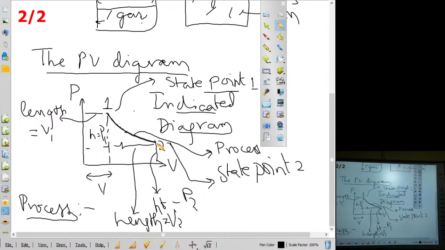So if anybody asks you what a process is, the answer is that when a system undergoes change from one condition to another condition, that is, from one state point to another state point, it is then said to have completed a process. Then the next definition that we have, let us see, is called a cycle.